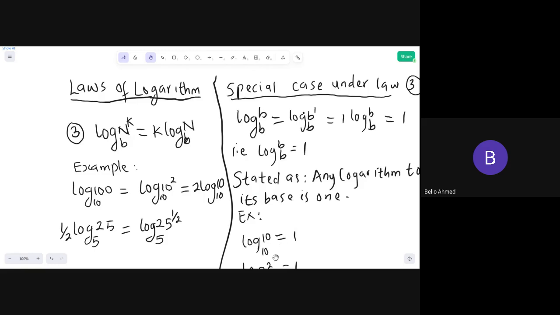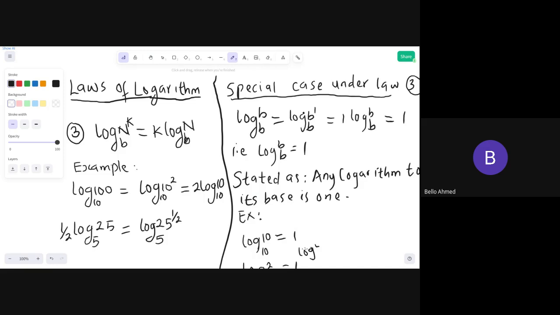So also, the example I wrote here is the logarithm of... let me rewrite it here. Okay, I think this is not working properly. And so any logarithm to its base is actually going to give you 1. Please take note of that.